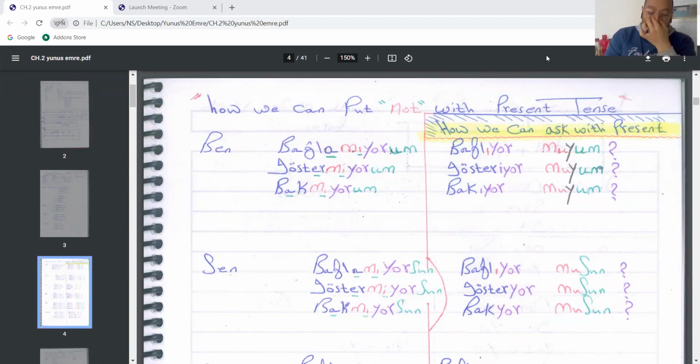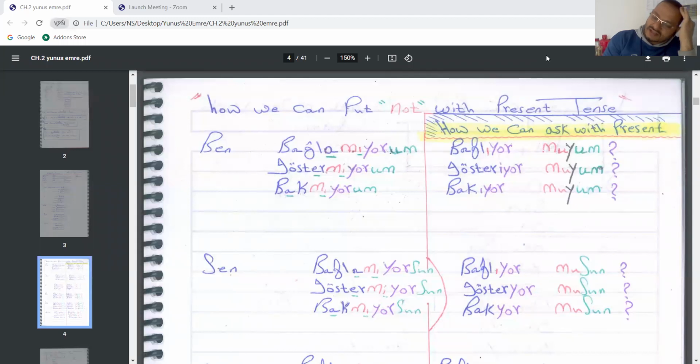Bismillahirrahmanirrahim. Today in the second lecture, I will talk about how we can put negation in the present tense and how I can ask questions with the present tense form. After that, we will go deeply into chapter 2, section B, to solve all the exercises inside it. Now let's talk about how we can put negation in the present tense.